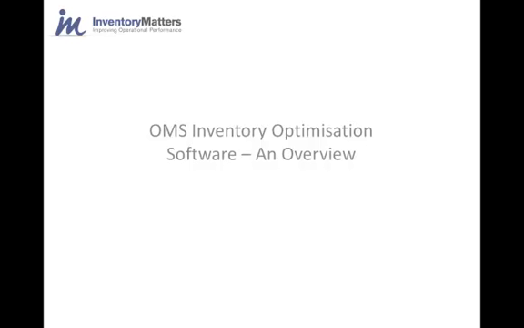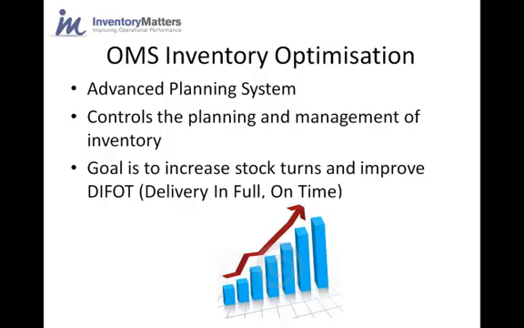OMS is a unique inventory management and optimization system created by Inventory Matters. OMS assists businesses to improve stock turns and cash flows, increase sales revenues, and ultimately improve business value by enabling the business to manage inventory more effectively, so that inventory is available in the right place, at the right time, and in the right quantity to fill customer orders on time, in full, the first time.